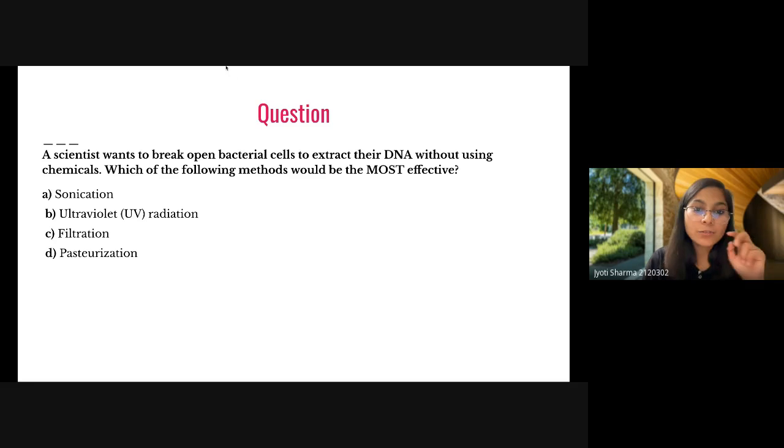Okay, coming to the next question. A scientist wants to break open bacterial cells to extract their DNA without using chemicals. Which of the following methods would be the most effective? Sonication, ultraviolet radiation, filtration, and pasteurization. If the scientist wants to extract their DNA without using any chemical, what method will be the most effective?